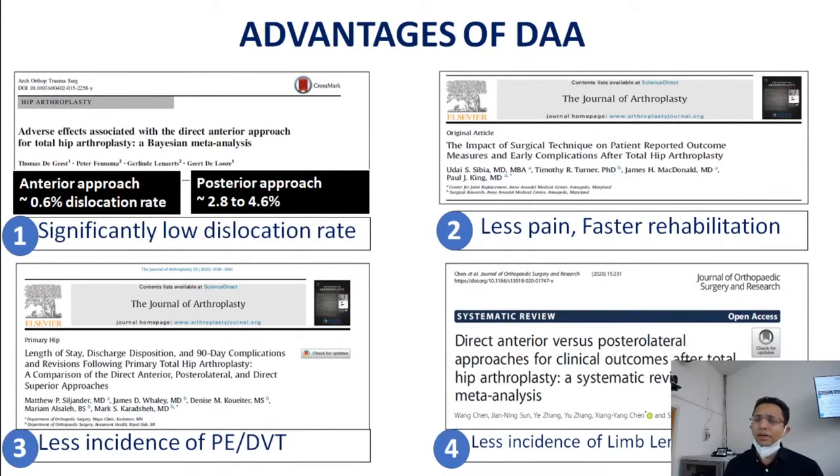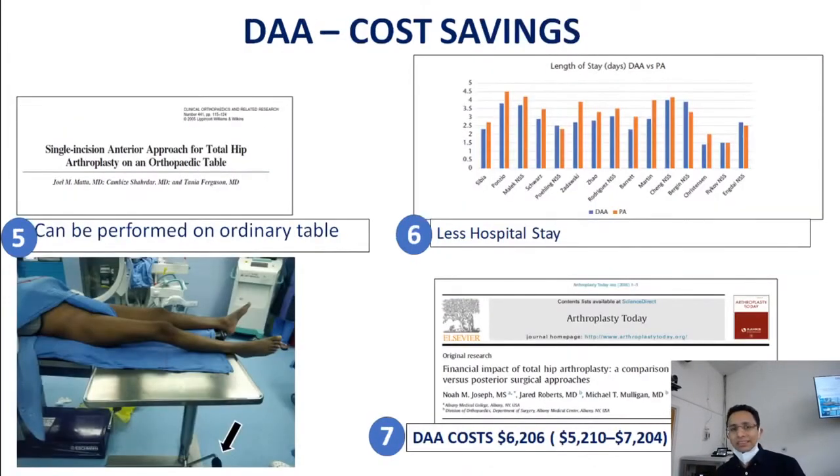There are certain advantages of performing direct anterior approach total hip arthroplasty. There is a significantly low dislocation rate, less pain, and faster rehabilitation. Since no muscle is cut during the surgery, there is less inflammation, which implies less pain and faster rehabilitation, less incidence of pulmonary embolism and deep vein thrombosis, and less incidence of limb length discrepancy following the surgery. This surgery was performed on an ordinary table, though it is described that it needs a special table to perform the surgery.